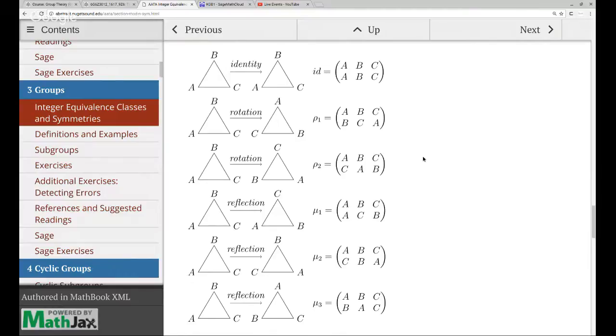So there are 2 non-identity rotations that you can do to the triangle, and then there are 3 axes of reflectional symmetry. Each axis goes through one of the vertices and the midpoint of the opposite side. So this is the right axis for this one here. You can reflect the whole plane in this axis indicated by my pen there, and it leaves the triangle as the same triangle. So it's a symmetry of the triangle.